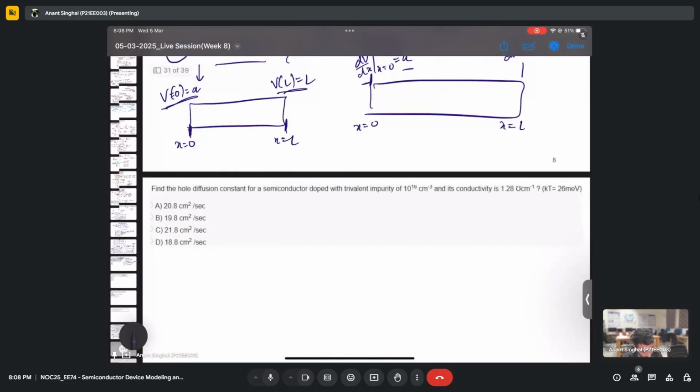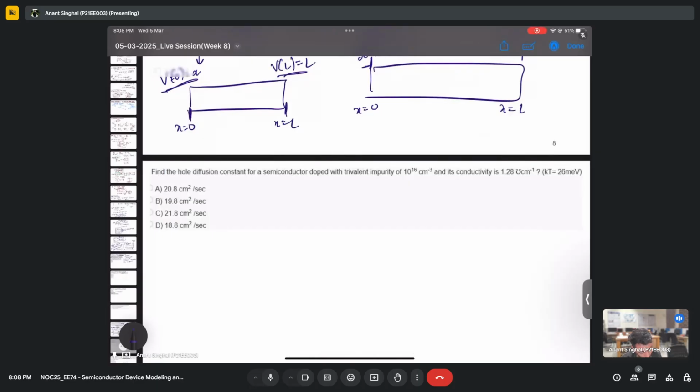Okay. So let's try to do this. Find the hole diffusion constant. So this is nothing but Dp. This is what we did initially in the derivation. The Einstein relation will help you solve this. Doped with trivalent impurity, and conductivity is this. I mean, this is very easy. Let me know what is the answer.